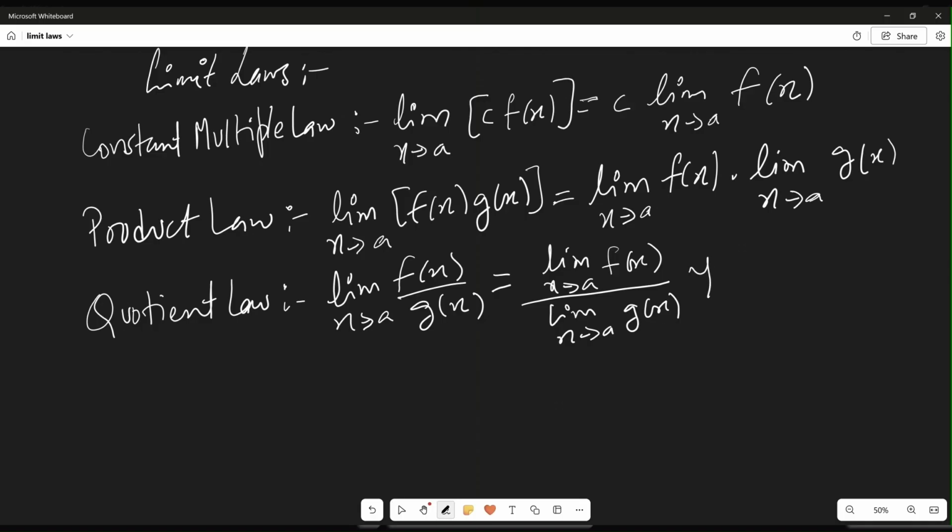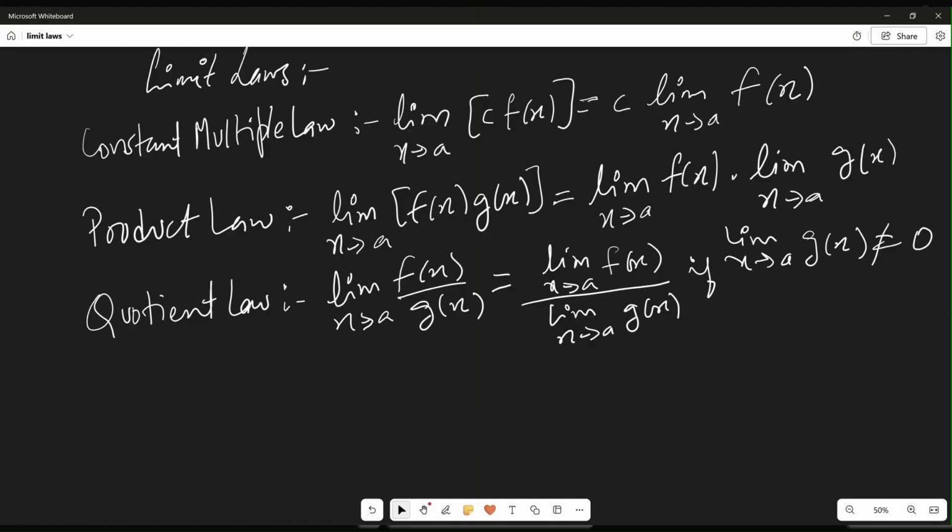Making sure that as x approaches a, the limit of g(x) is not equal to 0, right? Because otherwise it would be undefined. The denominator cannot equal 0.